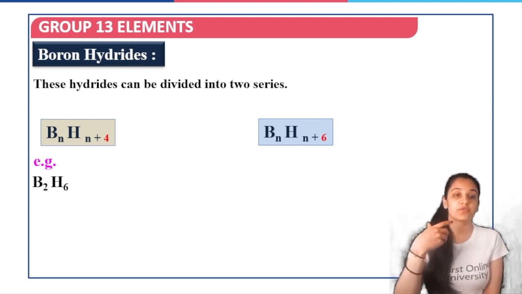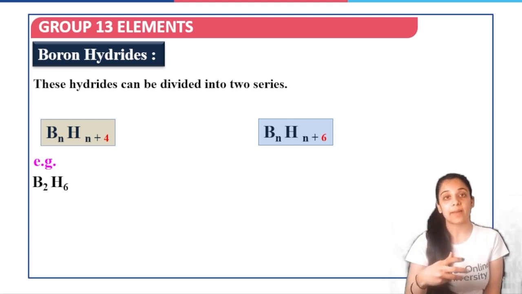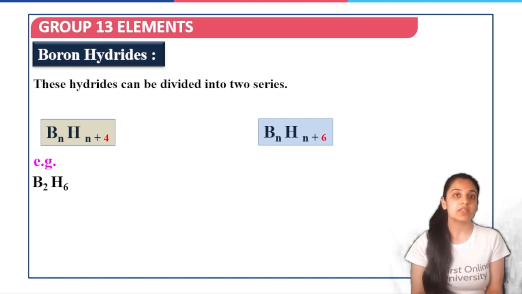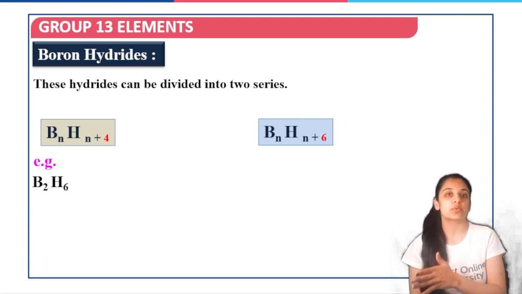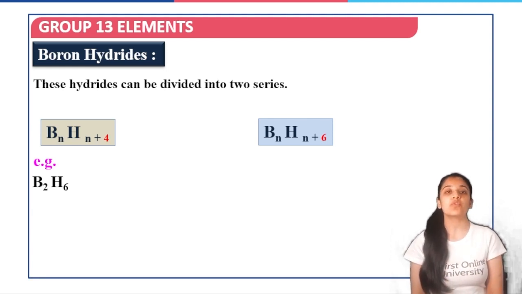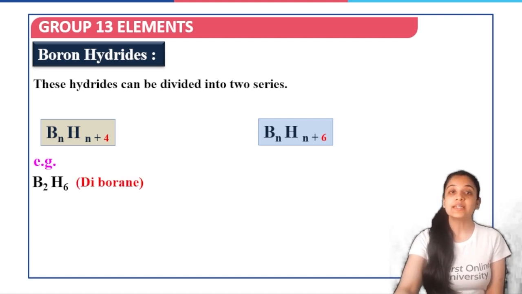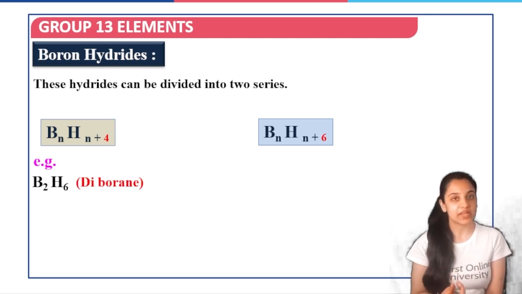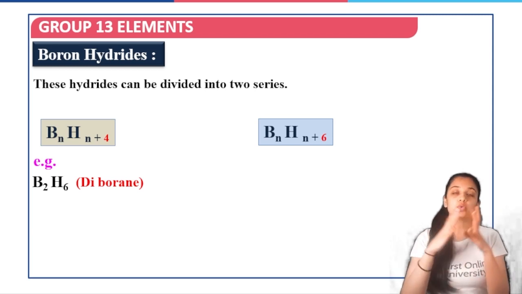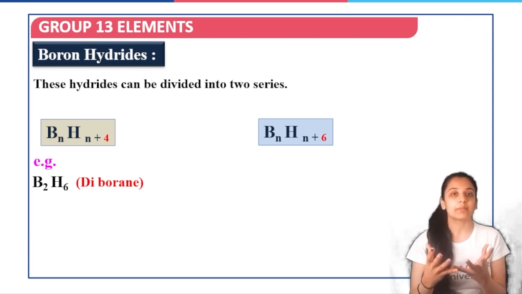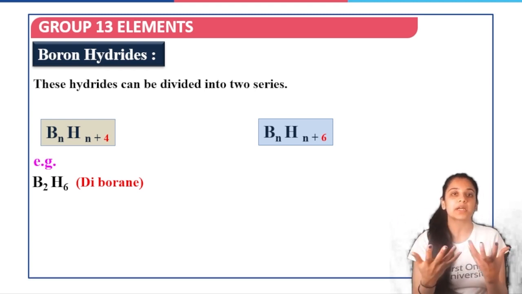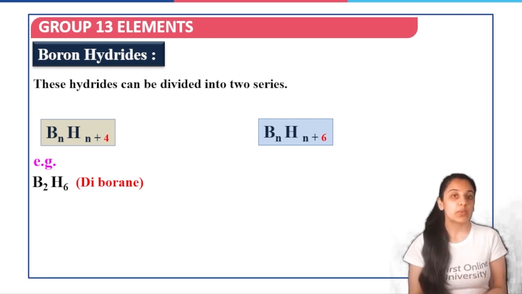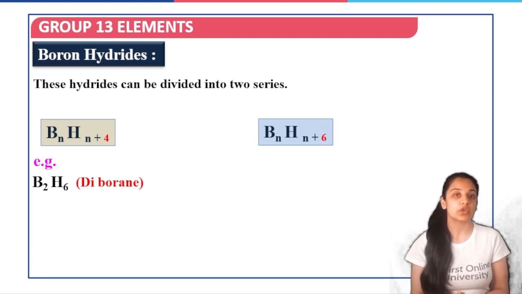Now, for instance, if I talk about nidoborane, the first example is B2H6. That means we have B2, that is n is 2, and n plus 4, that is 2 plus 4, will be 6. So B2H6 is an example of nidoborane. That is diborane. Borane is BH3, so a dimer of borane would be B2H6 only, because it will be BH3 and BH3. So in total it becomes B2H6. And B2H6, which is diborane, is an example of nidoborane, that is BnHn+4.